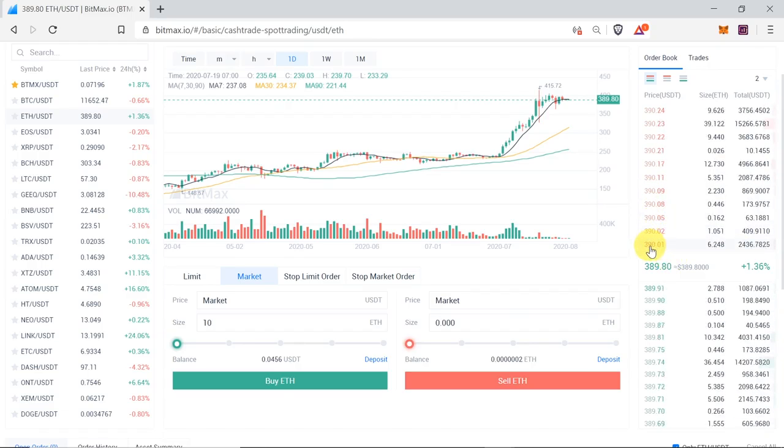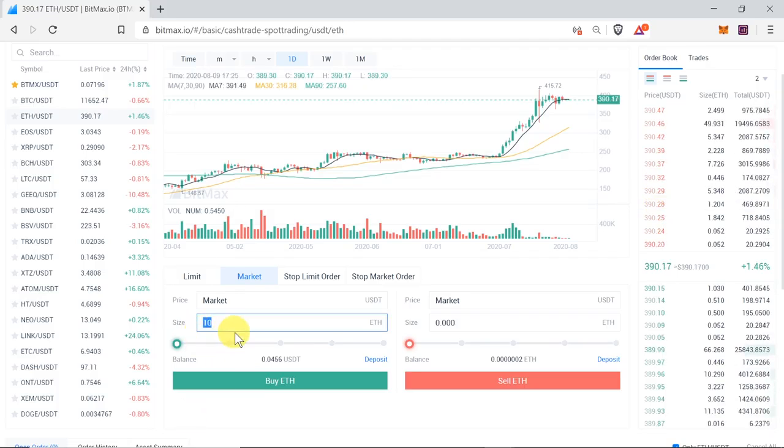So that means that our price will vary a little bit. For example, we would buy for 390.01, 390.02, and so on. And then our average price would be somewhere in between the lowest and highest price on the list. So it basically fills the order with the lowest prices from people who sell Ethereum.